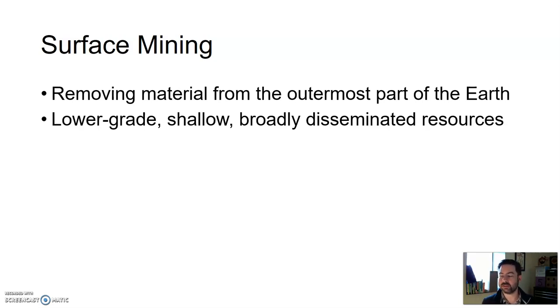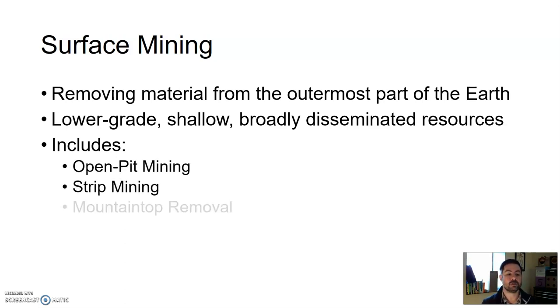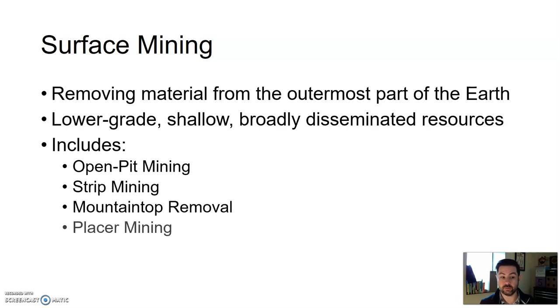Typically, when you're using this method, it's for lower grade material, with concentration factors that are still economically viable, but on the lower end of that. This kind of mining is done on very shallow, but very broadly disseminated resources. So material that's close to the surface, but sometimes spread out. Different types of surface mining include open pit mining, strip mining, mountaintop removal, as well as placer mining.